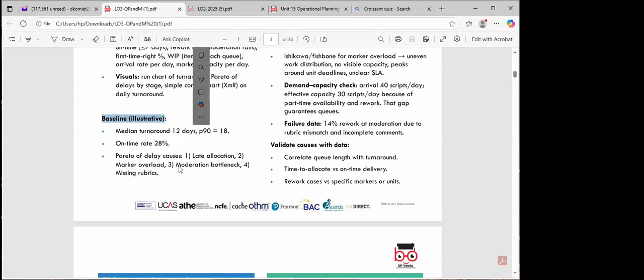If you look at the baseline illustration here, it talks about the median turnaround where you're looking at 12 days, page 90, which is 18. On-time rate, 28%. But you can use what we call the Pareto of delay causes, or Pareto charts. It is based on the 80 to 20 rule. These charts help prioritize problems by focusing on the vital causes that have the greatest impact or the greatest delay. I hope you're writing them down.